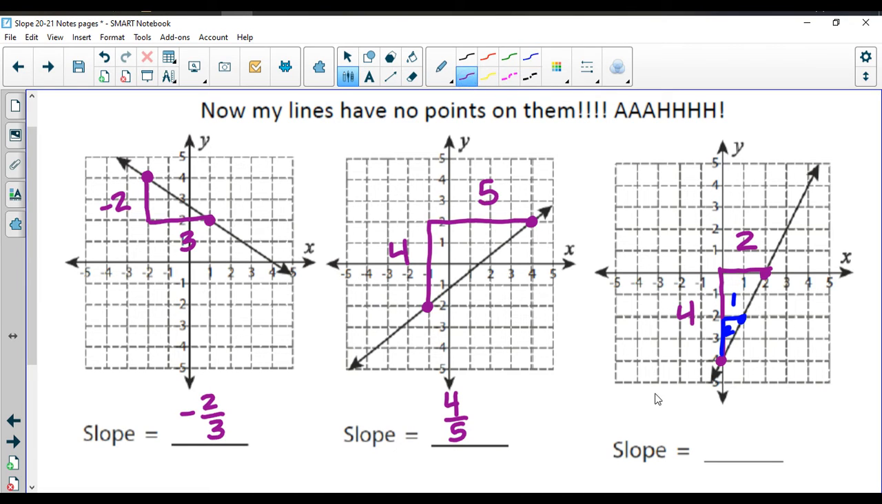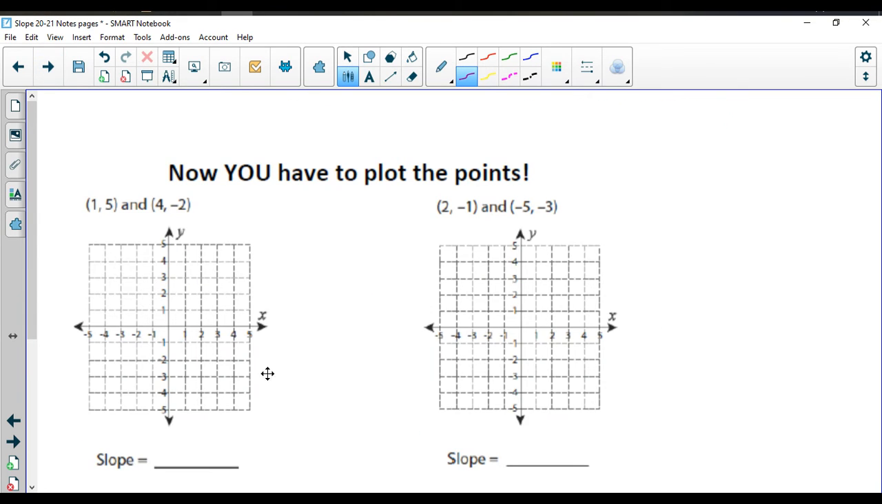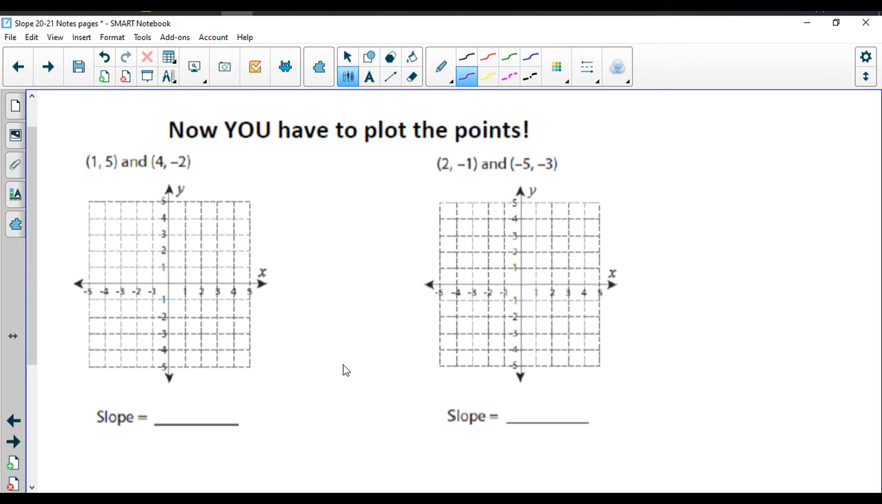So the nice part is it doesn't really matter which ones you pick. 4/2 is really going to just reduce to be 2. If I had done this one, I would get 2/1, which would also just reduce to be 2. In the next 2, we are going to go ahead and plot these points, and then we'll find the slope.